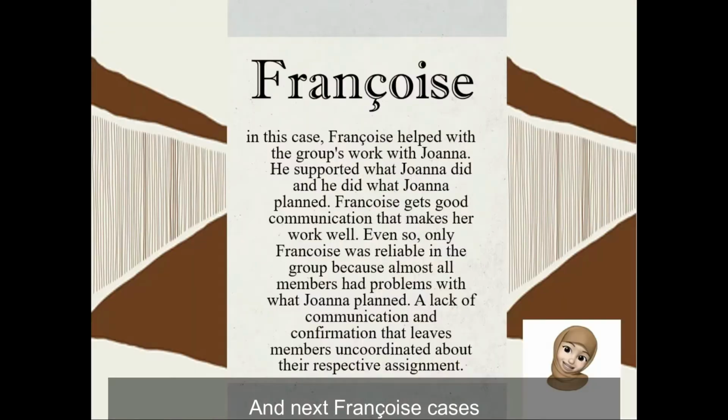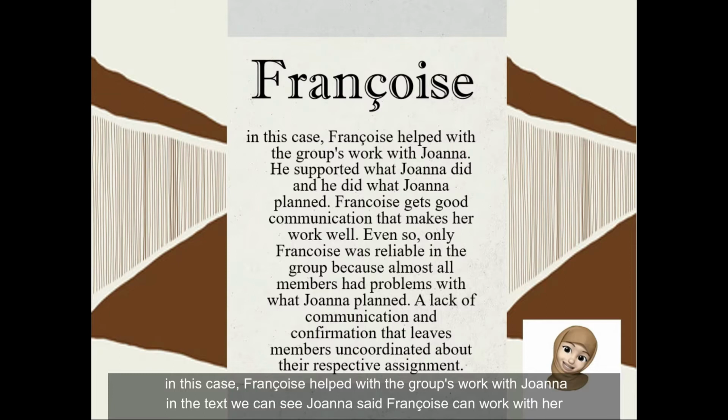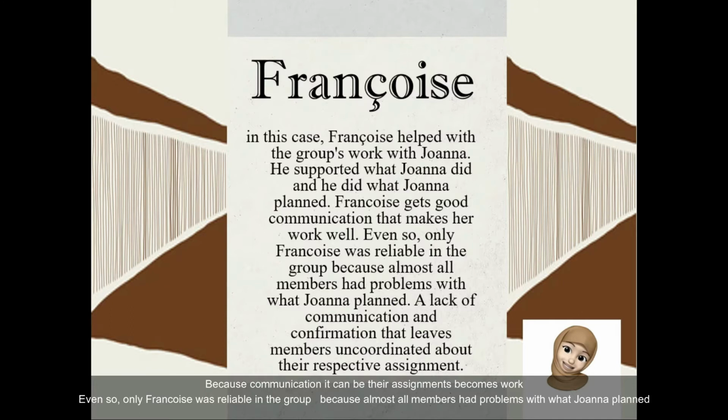And next, Francois's case. In this case, Francois helped with the group's work with Joanna. In the text, we can see Joanna said Francois can work with her. He supported what Joanna did and did what Joanna planned. Francois has good communication that makes his work go well, because through communication the assignments become work. Even so, only Francois was reliable in the group, because almost all members had problems with what Joanna planned.